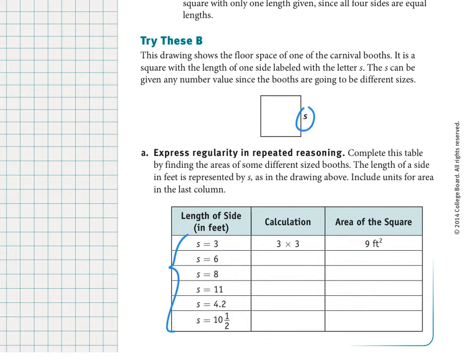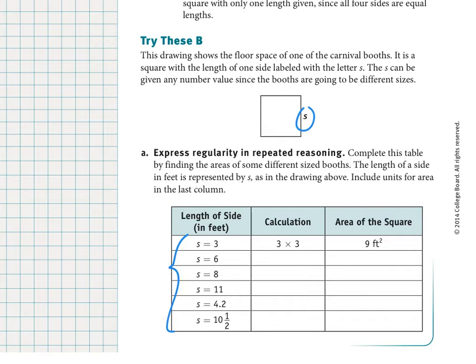And let's see what happens. So let's complete this table by finding the areas of some different size booths. The length of a side in feet is represented by s, as in the drawing above. Let's include units for area in the last column. So if in the top row s equaled 3, to get the area, it's just going to be 3 for the length times 3 for the width. So 3 times 3 gets us 9 square feet.